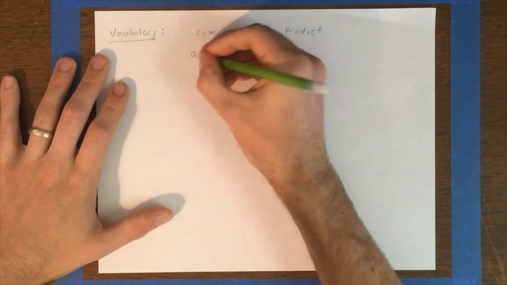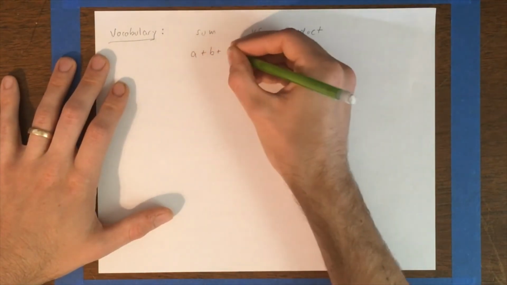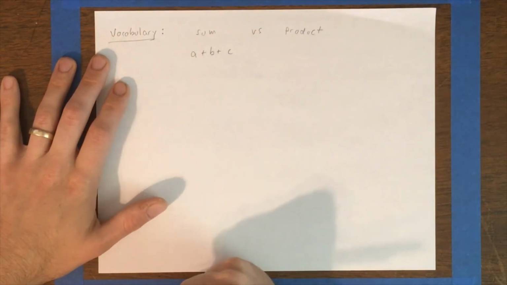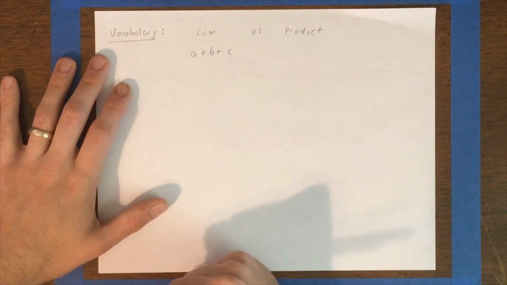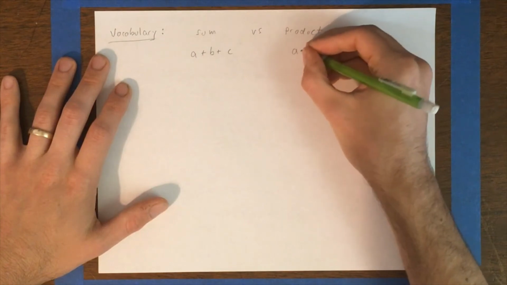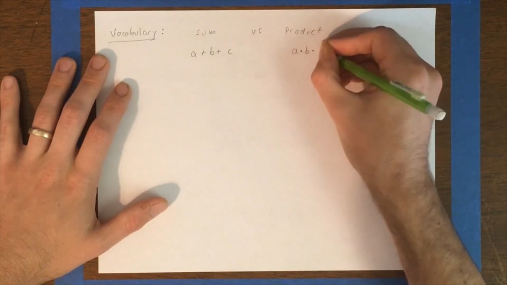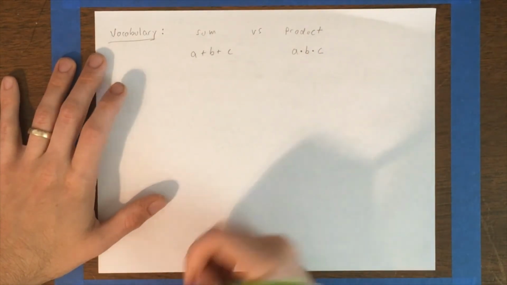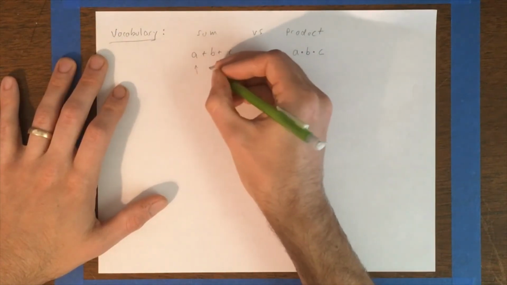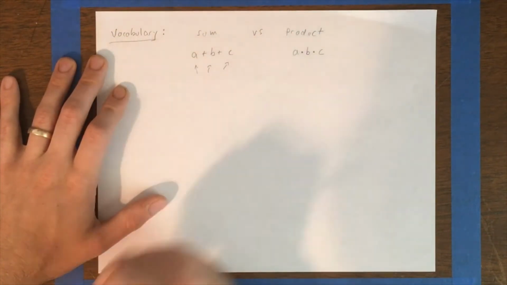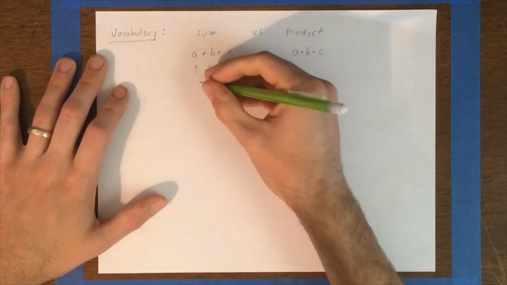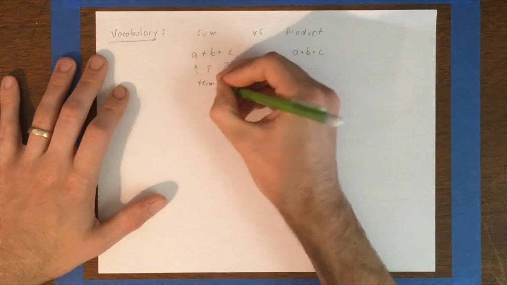A sum is what you get when you add some things together. So like A plus B plus C is an example of a sum. A product is when you multiply some things together. Right? Okay. When you have a sum, the numbers that are being added together to create that sum, those are called the terms.